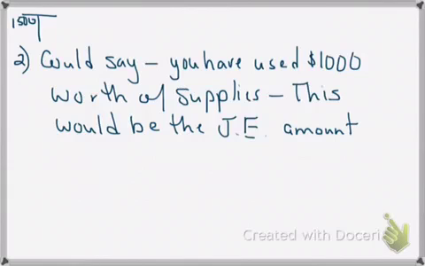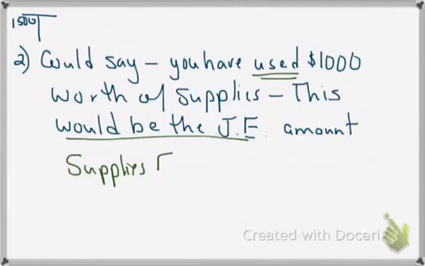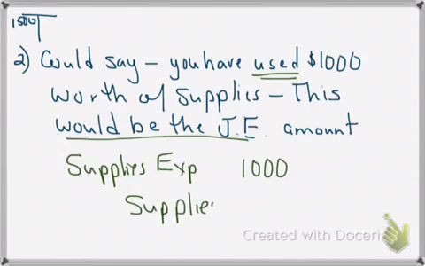Now, the other way we could look at it, we could have the $1,500 in our account, but it could tell us that we have used $1,000 worth of supplies. If it tells us that this is what we've used, then this is going to be the journal entry amount. So we would just write the journal entry for that amount: supplies expense for $1,000 debit, and then supplies would be our credit account in this particular case. So those are the two ways that we could look at the supplies account.